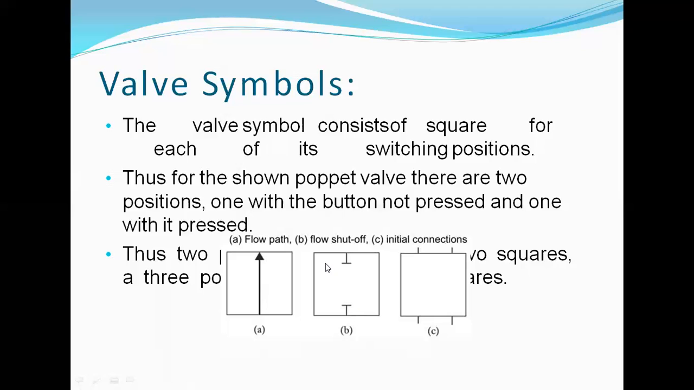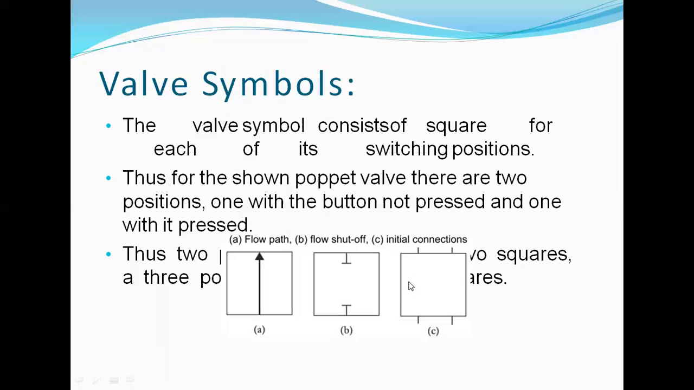Here also it contains two ports, and it is one square box, hence the position is 1. So two ports, the numerator is 2 and the denominator is 1 position, and hence we'll be calling this diagram a 2 by 1 way controlled valve.